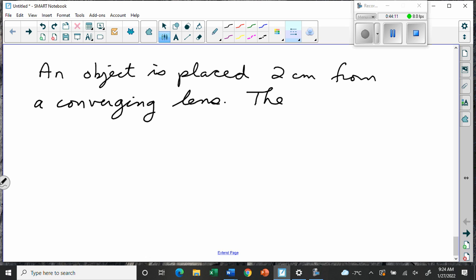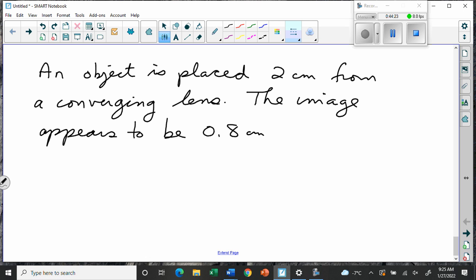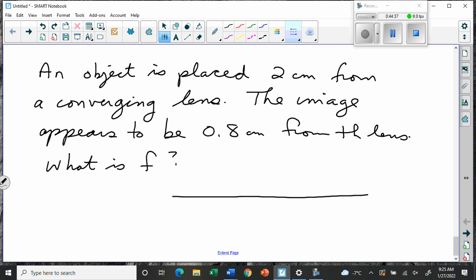The image appears to be 0.8 centimeters from the lens. What is the focal length? Okay, so what they're telling you here in the picture is if you draw your picture, there's my lens, you put a focal length.